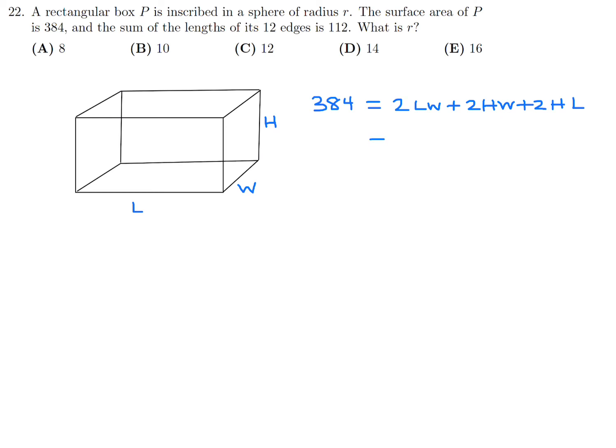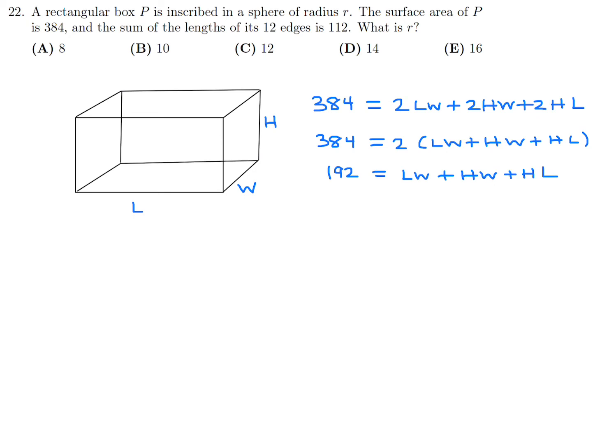And if we do this, we obviously can factor out a 2. You get LW plus HW plus HL is equal to 384. And if you divide through, you'll get 192 for LW plus HW plus HL. Okay, that's the first clue they give us.